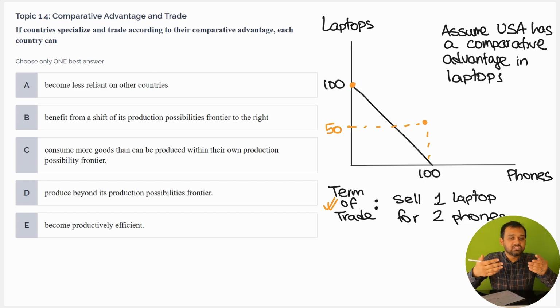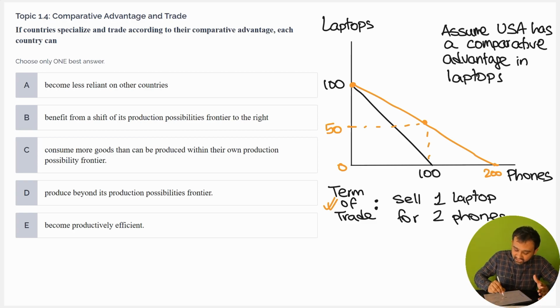What if the USA chooses to sell all its laptops? That means it produced 100, sold 100, so it's left with 0 units of laptops for its own consumption. But in return for those 100 laptops, it gets 200 phones. So that means it is now able to consume 200 phones. So this orange line that I've drawn shows the consumption possibilities based on the terms of trade mentioned here. If the terms of trade change, the consumption possibilities will change.